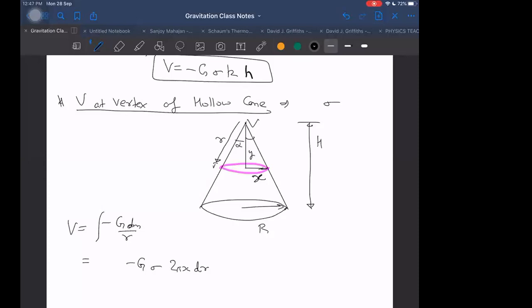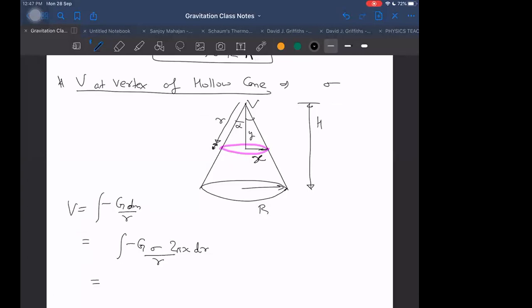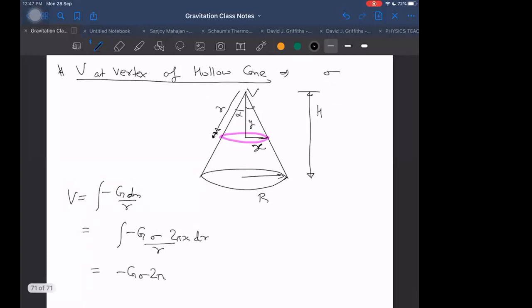Dr is along, this is dl also, because it is along the length. So it will be dr, divided by r. What do we get? Minus g sigma into 2 pi into x by r. In terms of r, I want to write x. I can write it in terms of r sin alpha, sin alpha into dr integral. You can think I am writing x by r as sin alpha.